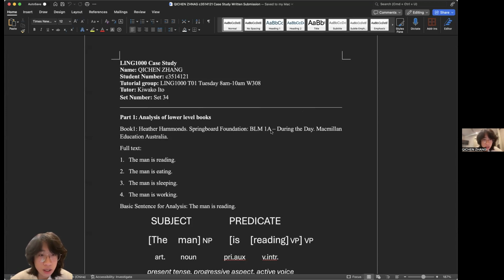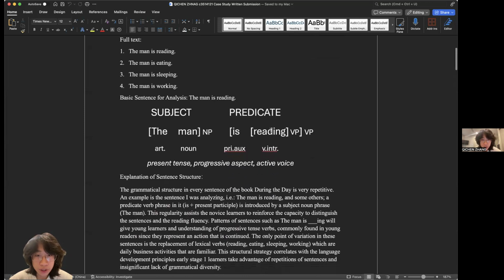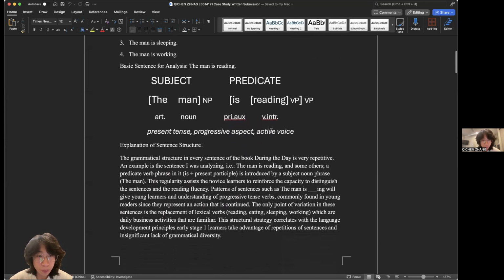Today let's talk about the case study. Part 1, Analysis of Low-Level Books. Book 1, name is During the Day. The sentence I choose is The man is reading.